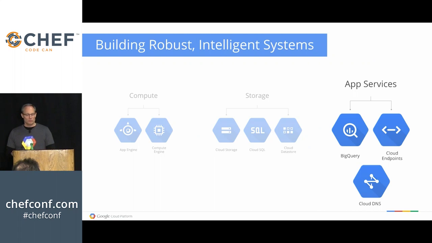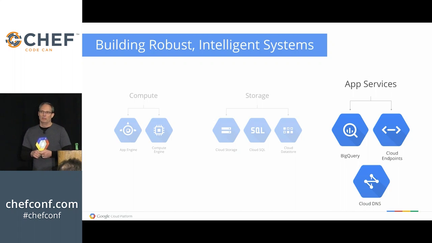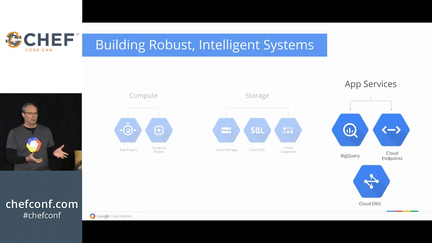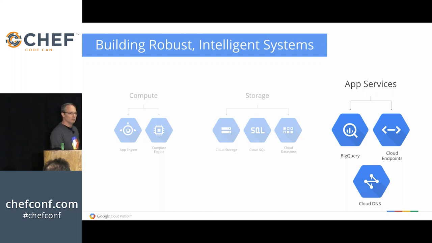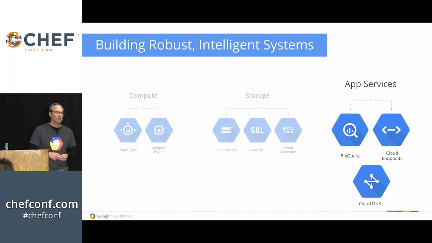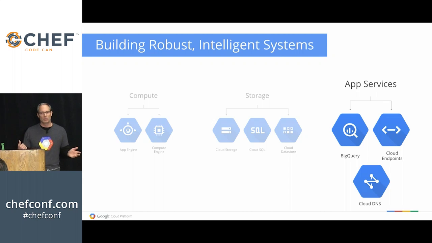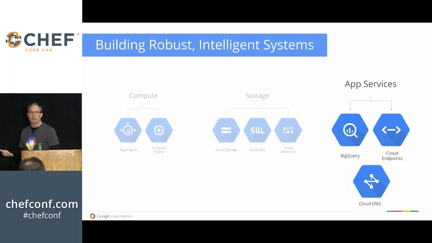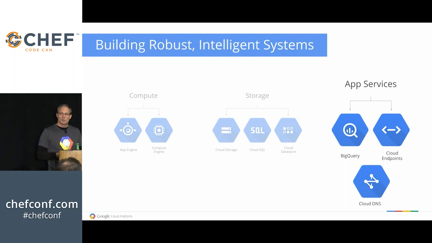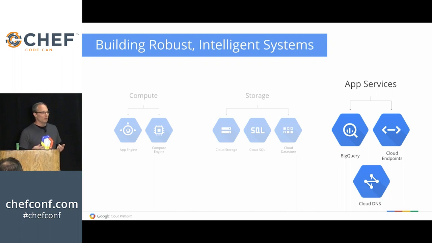On the app services, we have BigQuery, which you can dump terabytes of data into and query it in seconds. So it's a great way, if you have a lot of data that you want to analyze, you can upload it into BigQuery, or you could upload it first into Cloud Storage and then pull it across into BigQuery and run ad hoc queries against it. It's an SQL-like syntax. It also supports real-time streaming. So if you have an application, you can actually just feed it right into BigQuery.